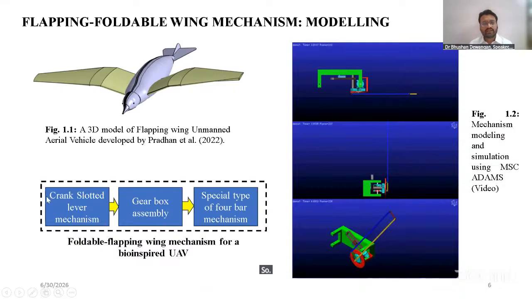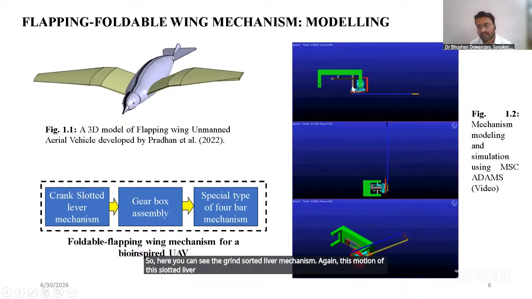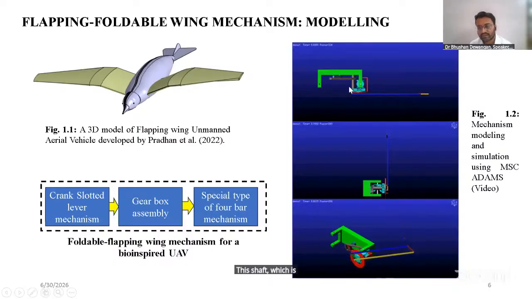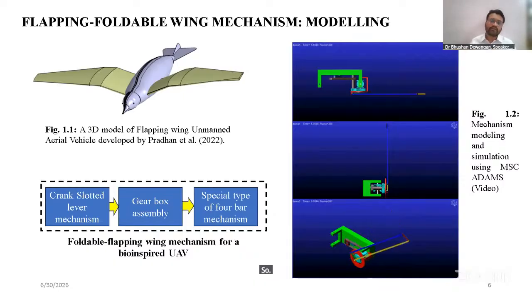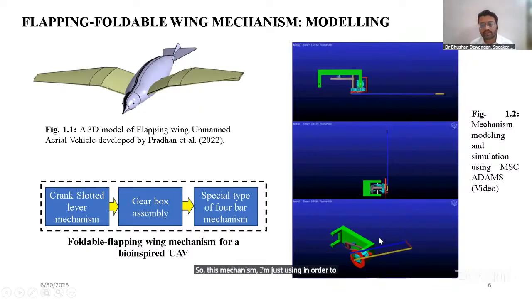So here you can see the crank slotted lever mechanism. Again, the motion of this slotted lever will move this shaft, which is attached to a small spur gear. That small spur gear will rotate this big spur gear, and this big spur gear is again attached to the rectangular-shaped bevel gears.